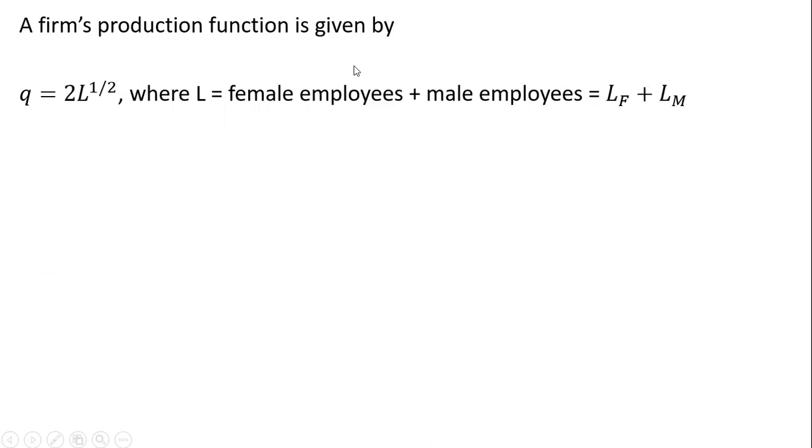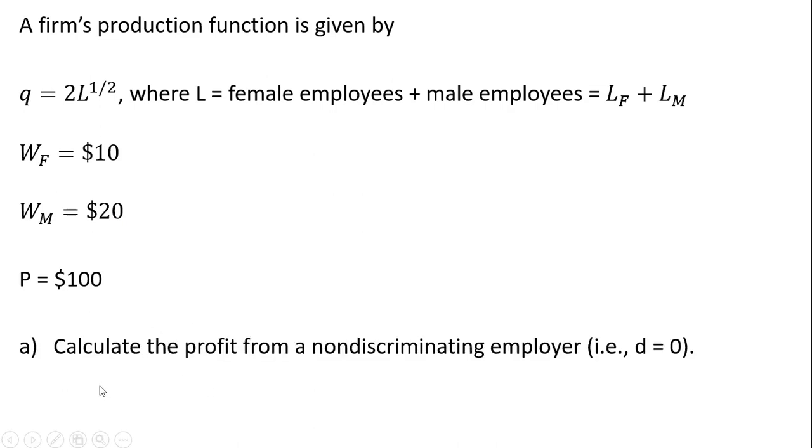All right, so let's start here with a firm. A firm's production function is given by the following. Q equals 2 times the square root of labor, where labor equals female employees plus male employees. Let's assume that the wage of females is $10 and the wage of males is $20. The firm sells its output at $100 per unit. We want to calculate the profit from a non-discriminating employer. In this case, the discrimination coefficient is 0. So this firm will hire only female employees. $10 is less than $20.